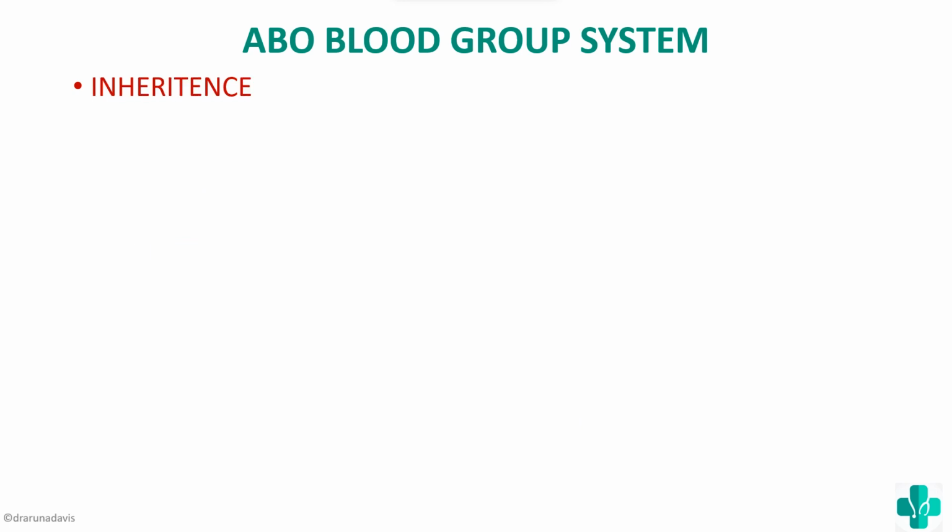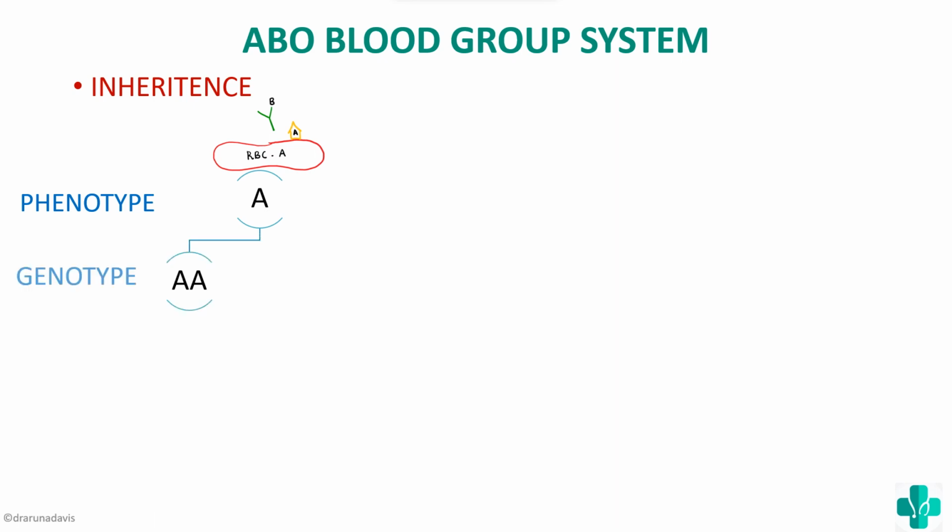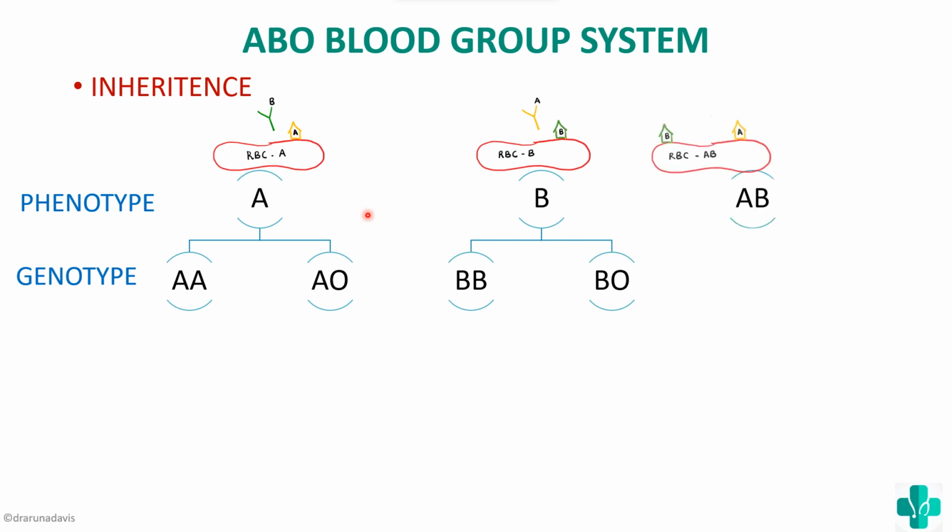Now we can also mention the inheritance of the ABO blood group system. If a person has blood group A, that is his phenotype, but his genotype can either be AA or AO. A is a dominant gene, so it can either be AA or AO, and the blood group will be A. Similarly, for a B blood group person, it can be BB or BO. For AB, it can be AB only, and for an O person, it can be O only.